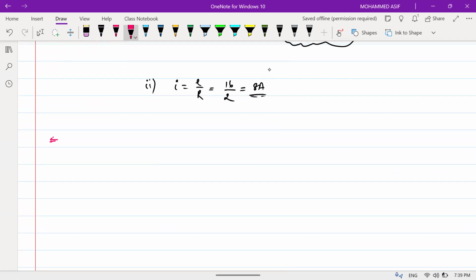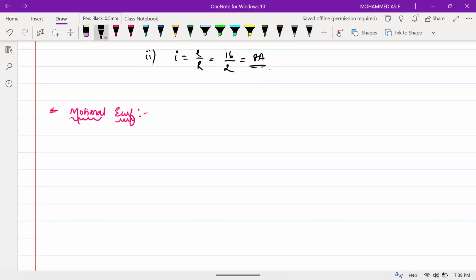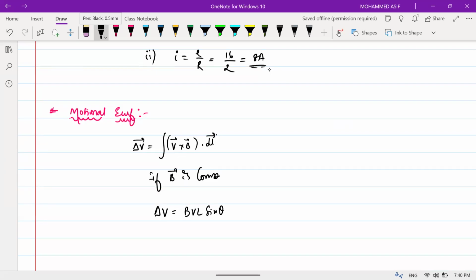Next segment. Motional EMF. Very important. If there is a certain coil in a magnetic field, beta, whenever a conductor is moving in a magnetic field, the EMF is given by the formula right now for this one. Change in potential will be equal to integral of V bar cross B bar into dL bar. Okay. If B is constant, if the magnetic field is constant, then the change in potential of the wire will be equal to BVL into sine theta.